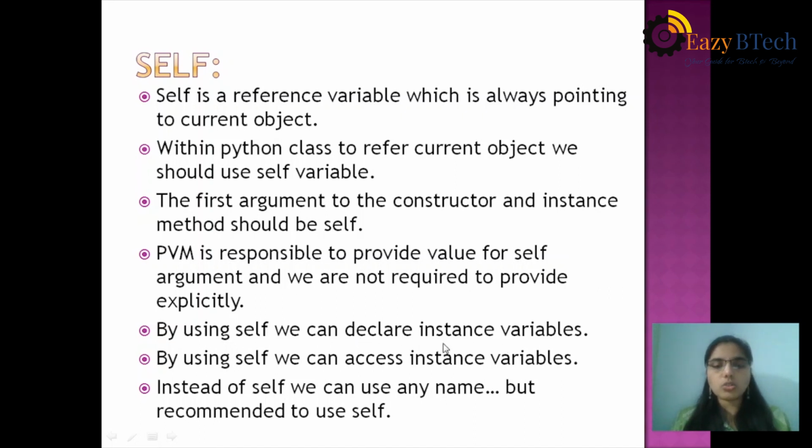I already told about instance variables, static variables, and local variables. By using self, we can declare instance variables, and by using self, we can access instance variables. What is an instance variable? They vary from object to object. We can access and declare the instance variable by using the object reference. Okay. Instead of self, we can use any name, but it is recommended to use self.